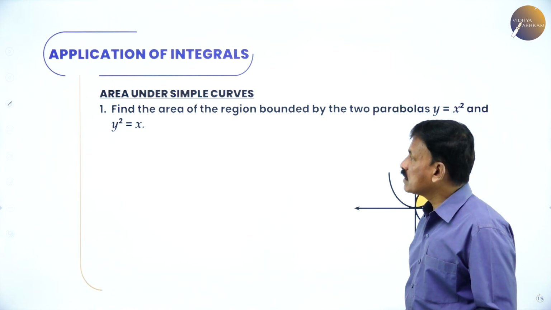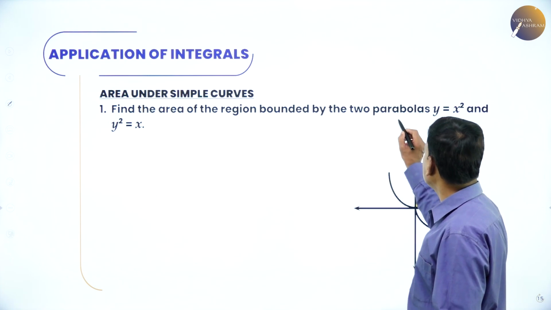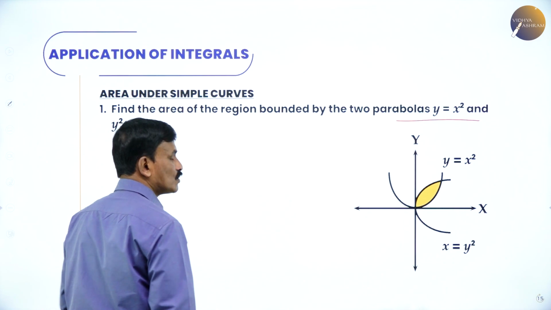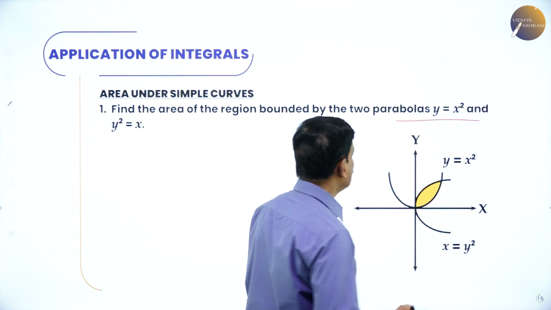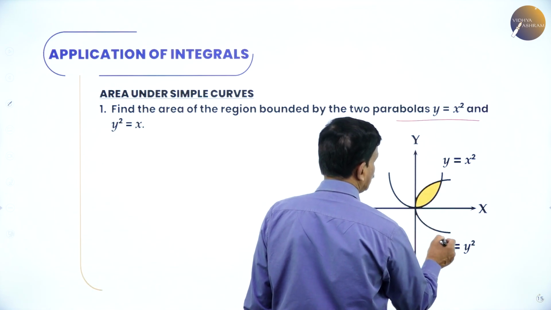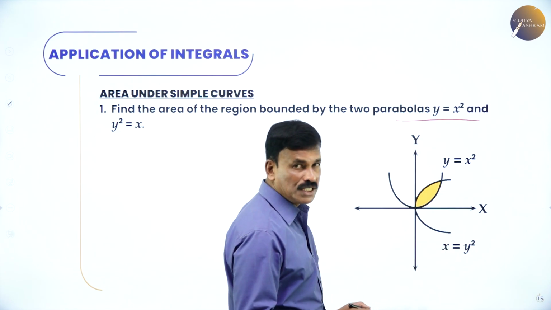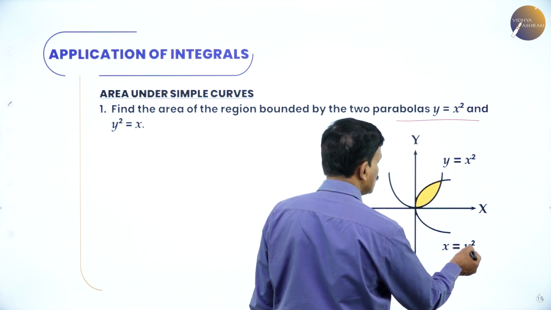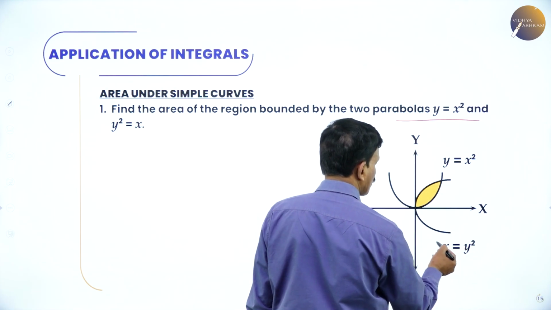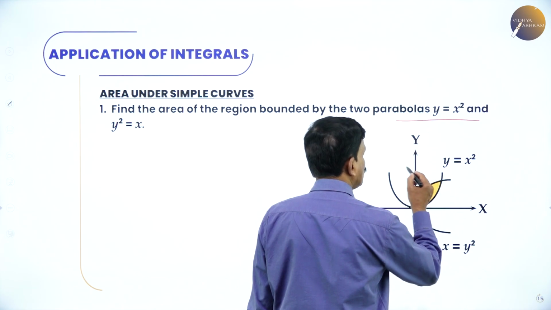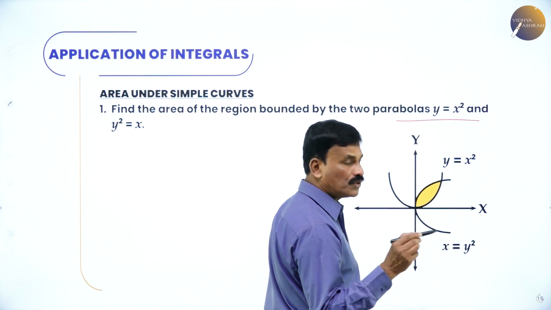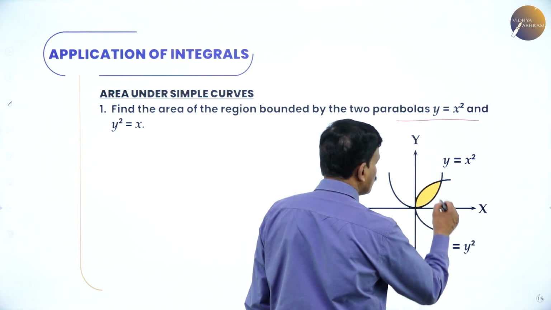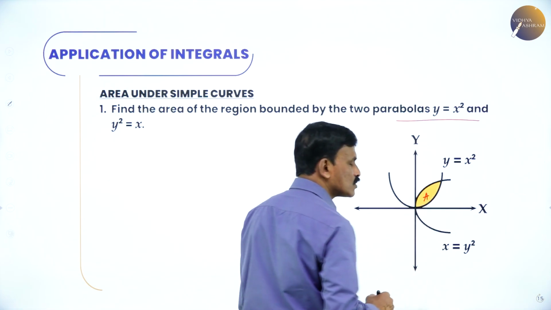Area under simple curves. Find the area of the region bounded by two parabolas y is equal to x square and y square is equal to x. What is given here? y is equal to x square and x is equal to y square. That is, y square is equal to 4ax is an equation of a parabola opening to the right side. So y square is equal to x is the parabola opening right, and y is equal to x square, that is x square is equal to 4y, is a parabola opening upward. So the area enclosed between these two parabolas is this. This is to be determined.